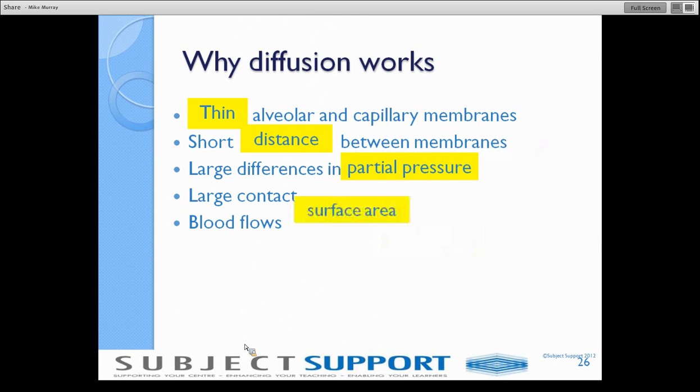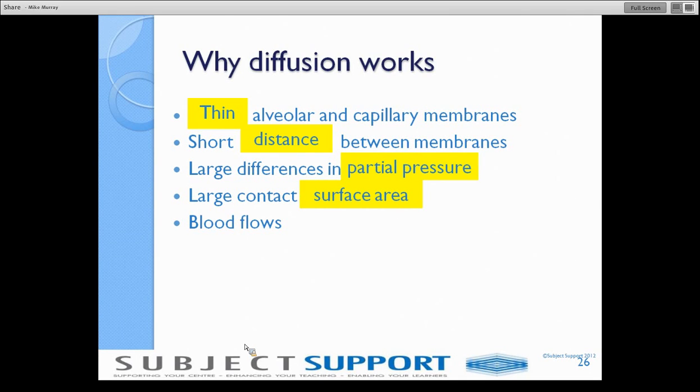Large contact surface area. Here's a debatable point for you. If the exam asks, give three reasons why diffusion works so efficiently, if you put large surface area, would the examiners mark it correct? Because it's not necessarily true. It's the contact surface area.